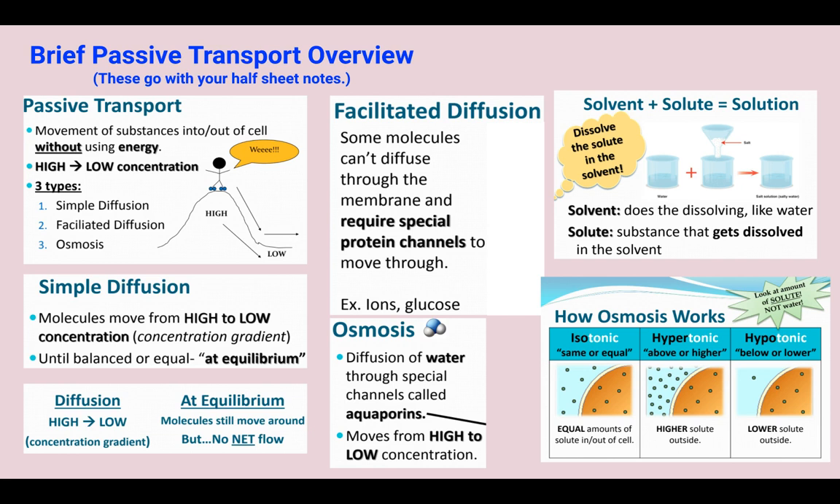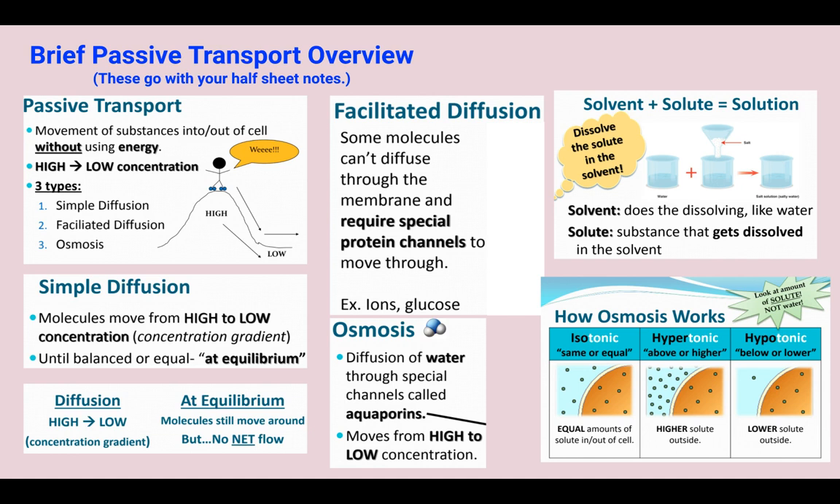Lastly, we have osmosis. Now, osmosis is the diffusion of water across a semi-permeable membrane. So we're only dealing with water here. Water is the only thing that's moving during osmosis. It's the diffusion of water through special channels called aquaporins. These are just special proteins in the membrane that allow water in and out of cells. Water is going to move from a high area of water down to a low area of water.